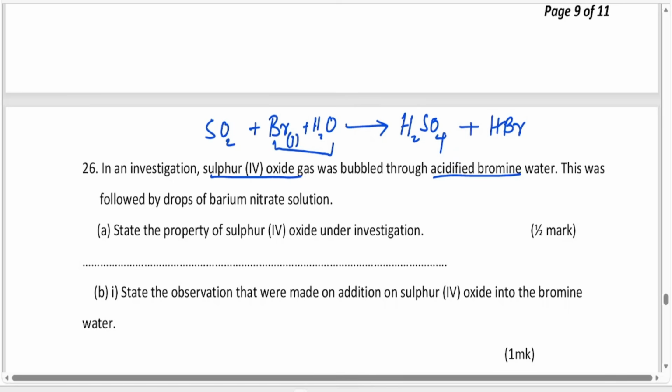And this was followed by drops of barium nitrate solution. Still the property that was under investigation here. The property that was being investigated is a reducing property. At long last, we expect the bromine water to decolorize because sulfur oxide is oxidized to sulfuric 6 acid as bromine water is reduced to hydrobromic acid, which is hydrogen bromide. So there is reducing property of sulfur oxide, which is under investigation. So it is a reducing agent, it's a reducing property.